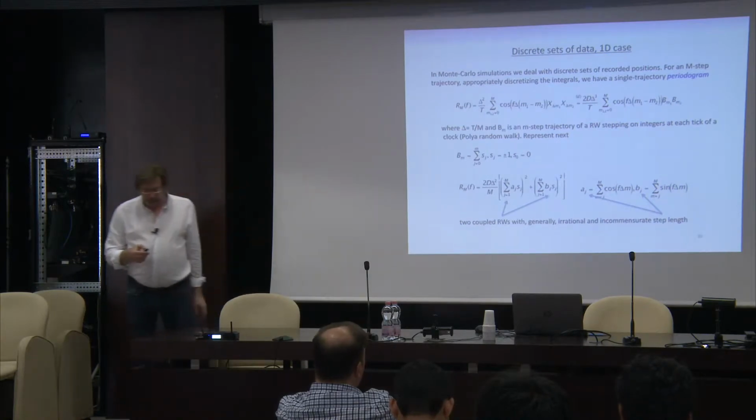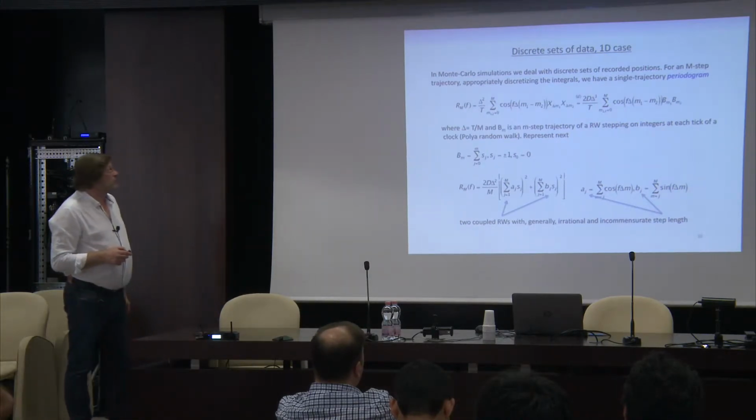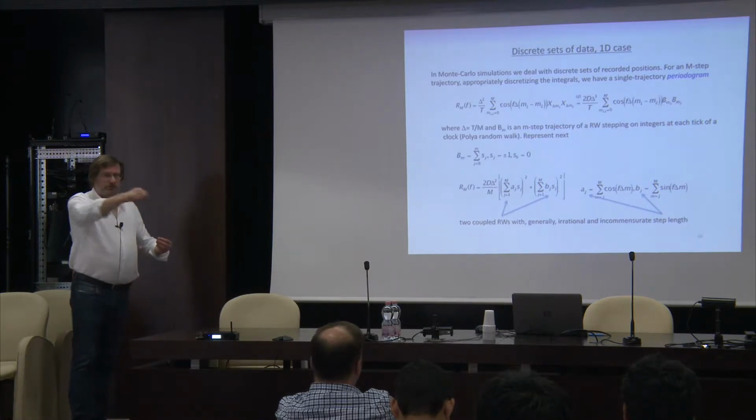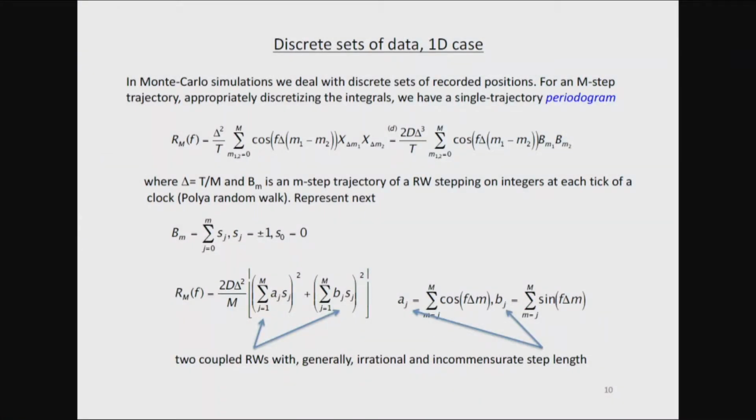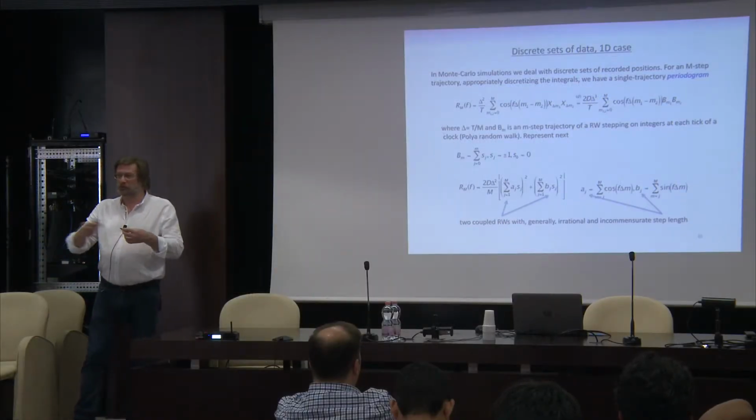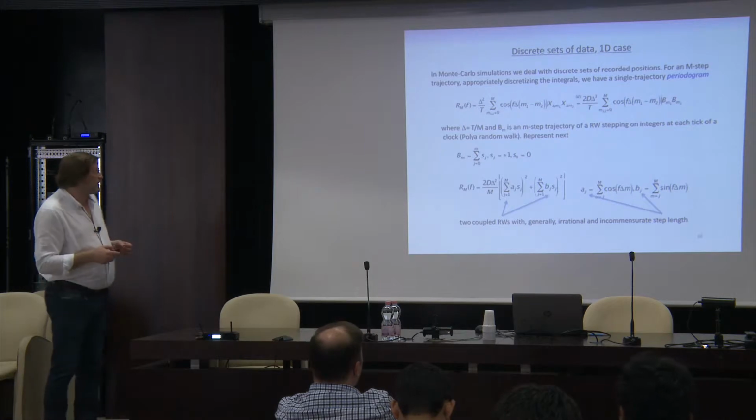Now, next point. If we make Monte Carlo simulations and record our trajectory at some discrete time moments, then appropriately discretizing this expression for the power spectral density of a single trajectory, we get a single trajectory periodogram, which will have this form just after discretizing. Using scaling properties of Brownian motion, it will be equal in distribution to the following object here, and here it is just a Pólya random walk stepping on integers at integer moments of time.